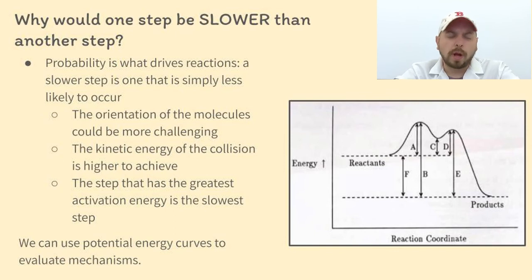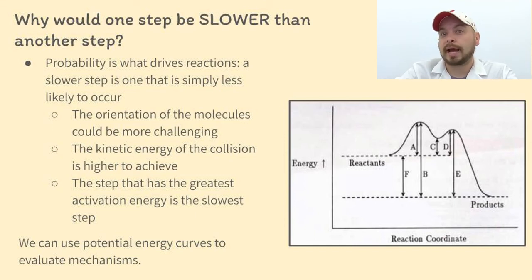Let's talk about the slow step versus fast steps for a second. Why would a step be slower? Well, in general, probability drives reactions. So a step which is slower is simply a step which is less likely to happen. And a step which is less likely to happen is less likely to happen either because the orientation of the molecules is more challenging, more difficult to achieve, or the kinetic energy of the collision needed is higher. Well, that's activation energy.